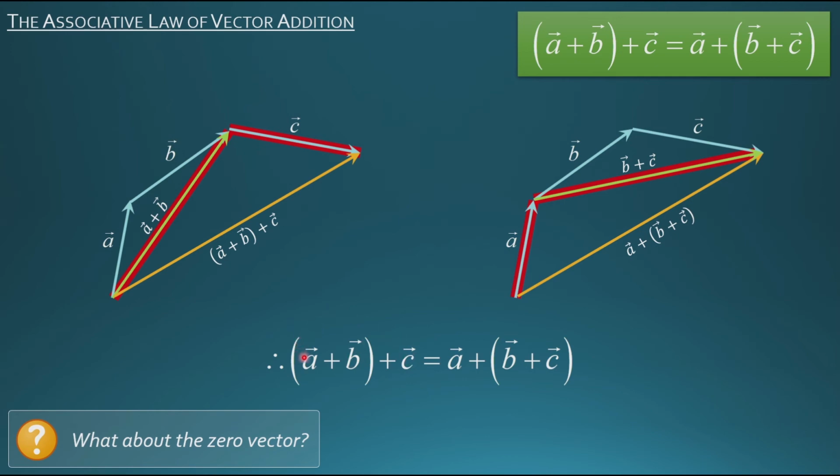So the left side would be vector a plus c. On the right side, in the brackets, we'd have the zero vector plus c, which of course would give us vector c. So the right side would work out to a plus c as well. So having the zero vector in the mix makes no difference, and the associative law of vector addition would definitely still hold.